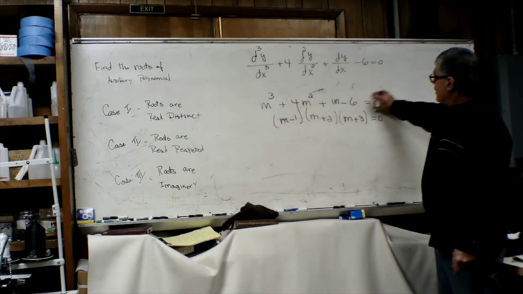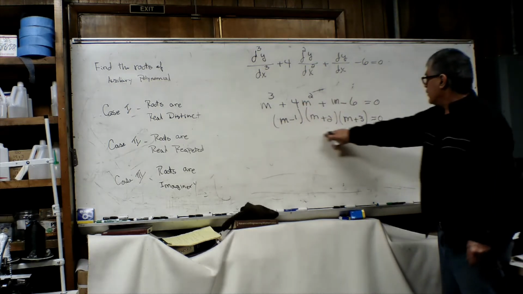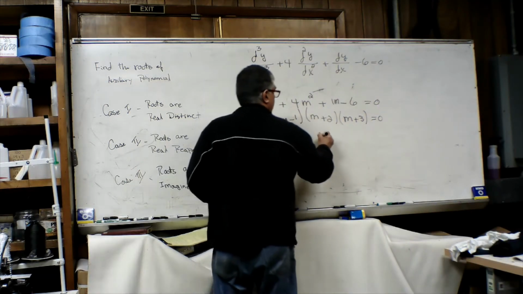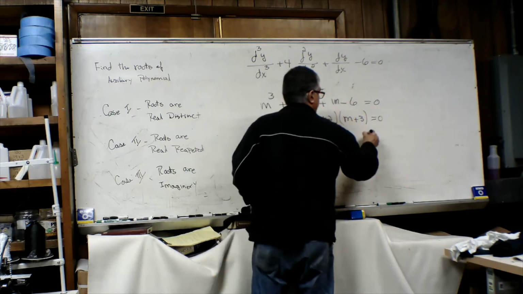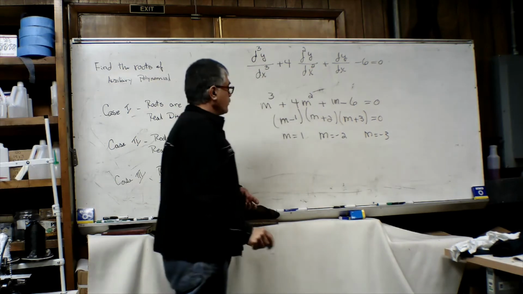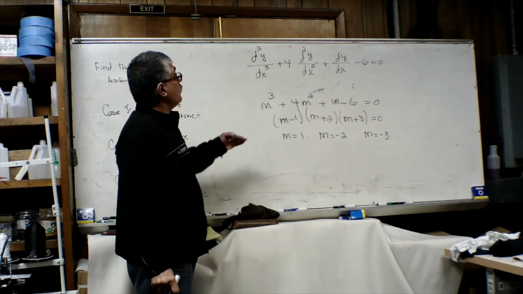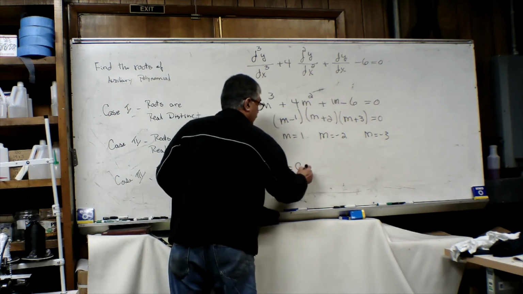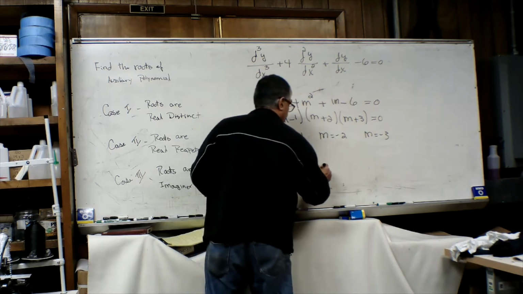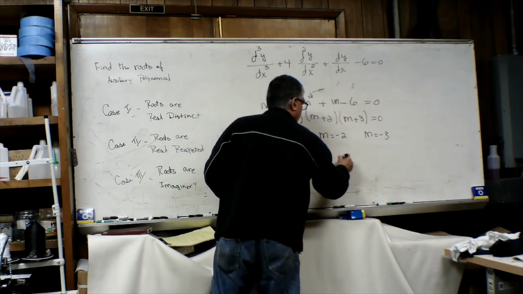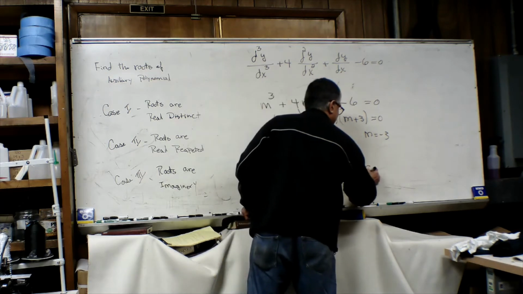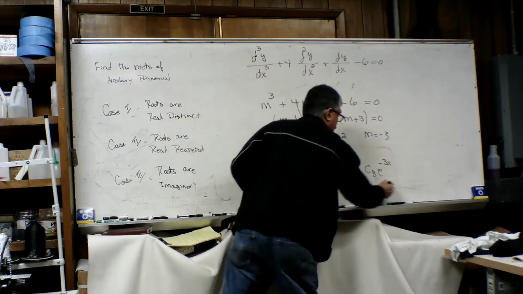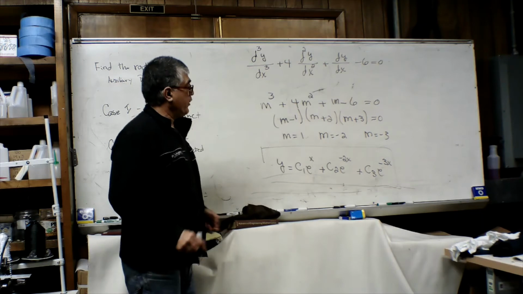Once we factor this polynomial, this is what we get. So our roots will be m equal to 1, m equal to minus 2, and m equal to minus 3. So the general solution for this differential equation will be y equal to c1 e to the power x plus c2 e to the power minus 2x plus c3 e to the power minus 3x. So this is the general solution for this differential equation.